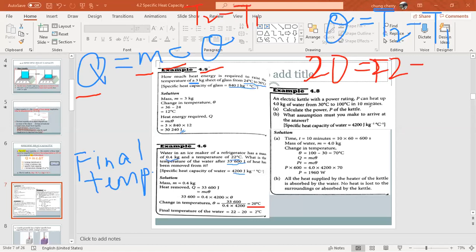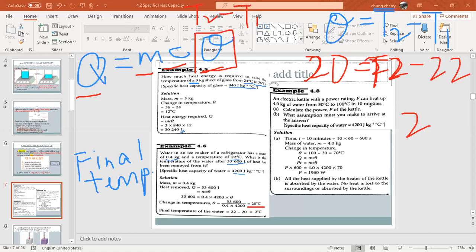Then you put it into this formula: 20 equals 22 minus T1. So the answer is actually 2, because usually we use the greater one minus the lesser one. So you use 22 minus 20, and you will get the answer 2 degrees Celsius.